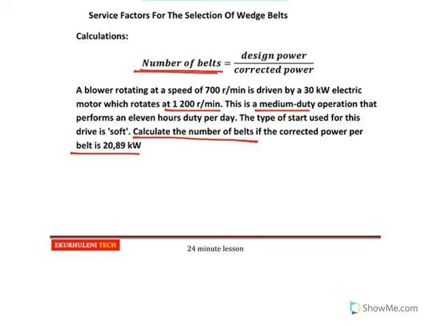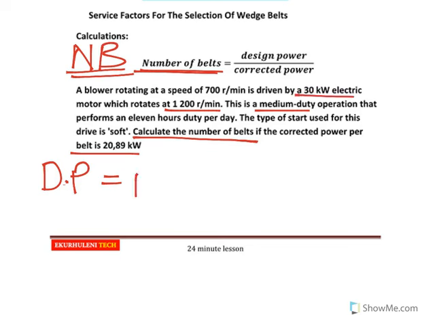Now look at the formula. They will not give you this formula. You need to know this formula by heart. It says number of belts is design power over corrected power per belt. If you still remember design power, I'll call it DP. You are multiplying the power of the motor, which is the power of the electrical motor, times the service factor, which I'll call SF.